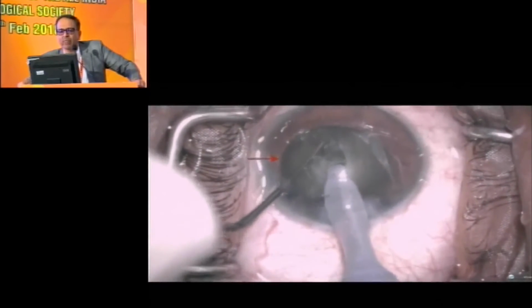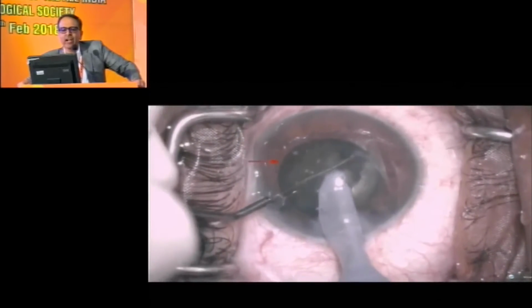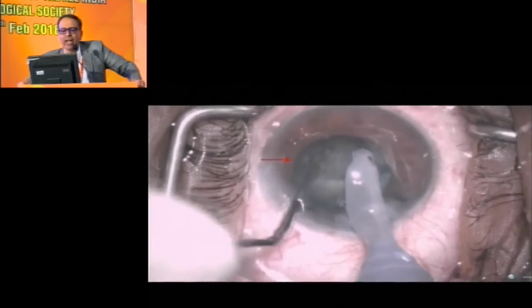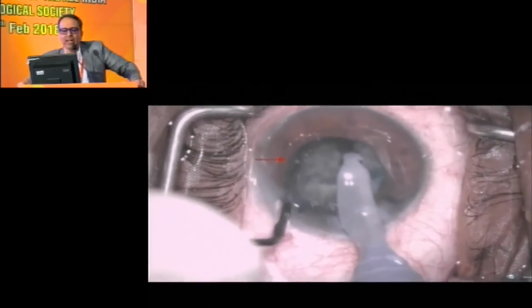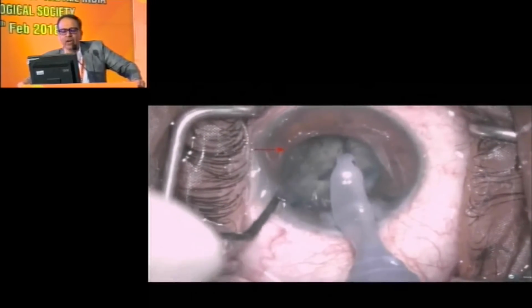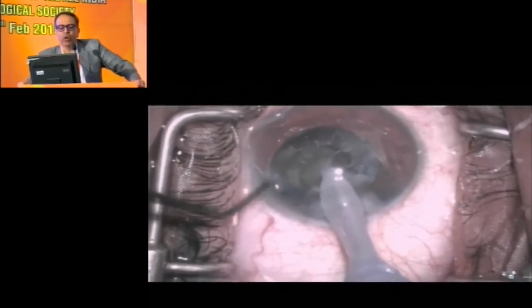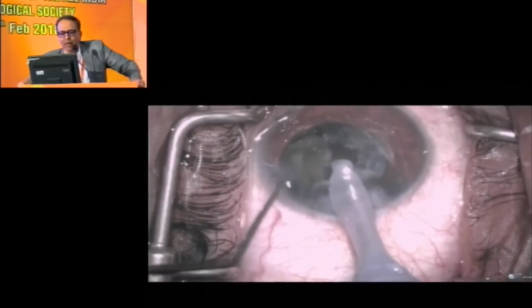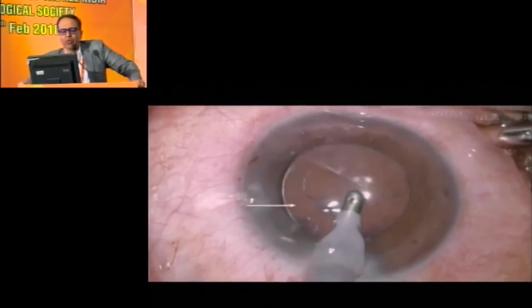Now what does that mean? He was oblivious of the flap motility sign. He continued with phacoemulsification and eventually he had a posterior nuclear drop. This is what would not have happened had he known about the flap motility sign.